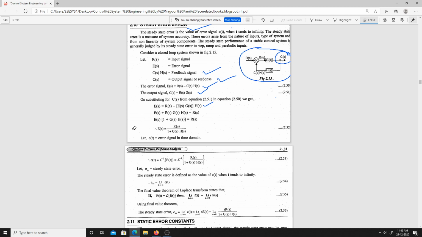Already I have given the proper idea of what we mean by steady state error. It is defined as the value of E of t when t tends to infinity. So ESS is nothing but limit t tends to infinity E of t. Is it clear? Limit t tends to infinity E of t is our steady state error.